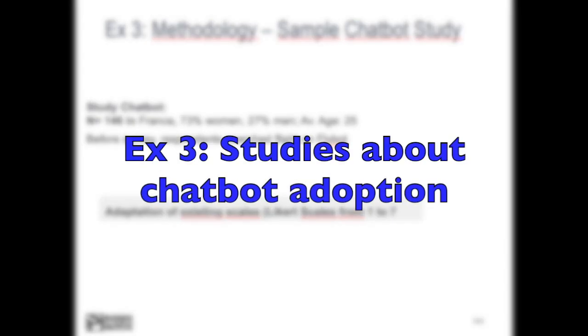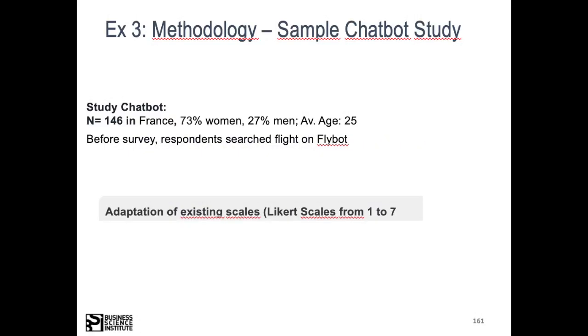And the study about the chatbots was also done in France with Flybot, which is a real existing chatbot, where we asked the respondents to search for a flight before answering our survey, a flight from Toulouse to New York. And then we asked them how it worked. And our sample, again, was a student sample, more highly woman-oriented, 73% women. The average age is quite young. It's also the main limit of these two studies.